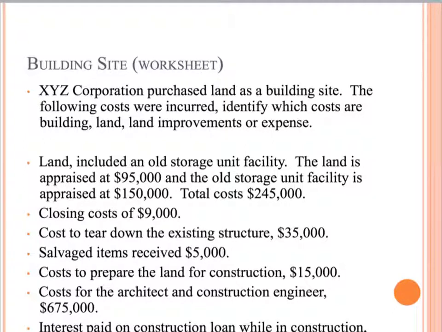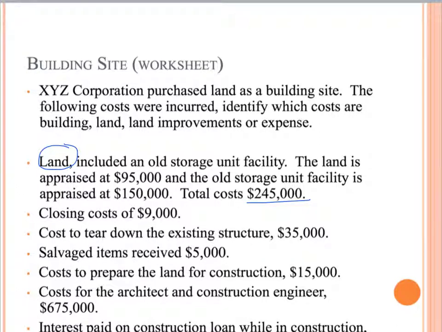Well, we have the land included an old storage unit facility. The land is appraised at $95,000. The old storage unit facility is appraised at $150,000. Total cost $245,000. What would we do with those numbers? Where would they go? Well, they're all going in land. We have a land account for $245,000.